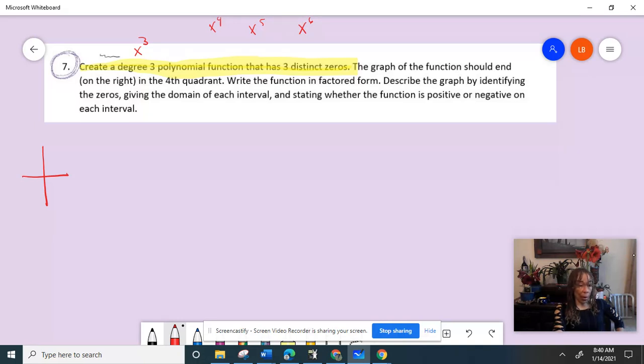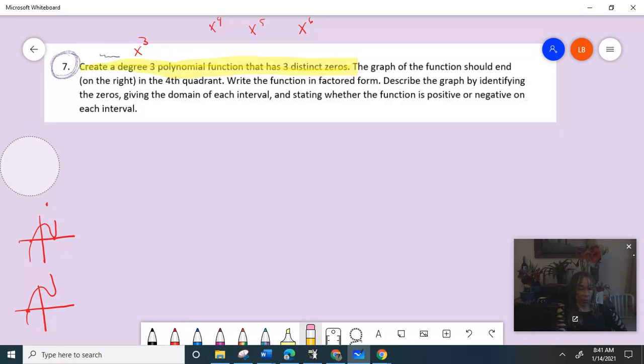I don't think so. But yeah, okay, so a cubic could look like this, which would have 3 distinct zeros, or it could look like this, which would have 2 distinct zeros, one there and one there, or even it could look like this and have 1 distinct zero. Distinct means different, by the way. So that's what we need. That's what the problem requests of us.